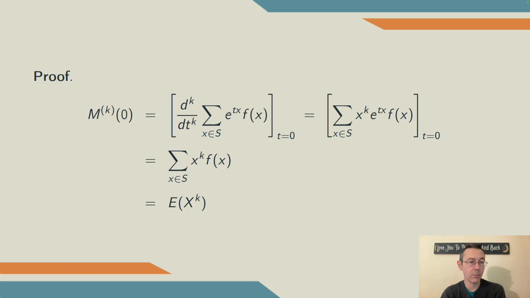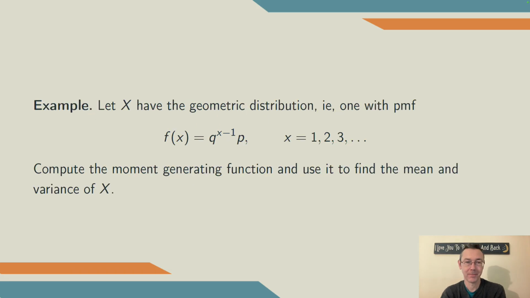We're using the definition of the moment generating function. That's the summation you're seeing just on the first right side of that equality in the top line. And then the kth derivative here can get moved inside the summation. And when we take the kth derivative of e to the tx, with respect to t that is, we get a power x to the k times e to the tx. And so then when we evaluate all that at 0, we get x to the k times f of x summed up over all the x's in the support of the random variable, which is just the expected value of x to the k.